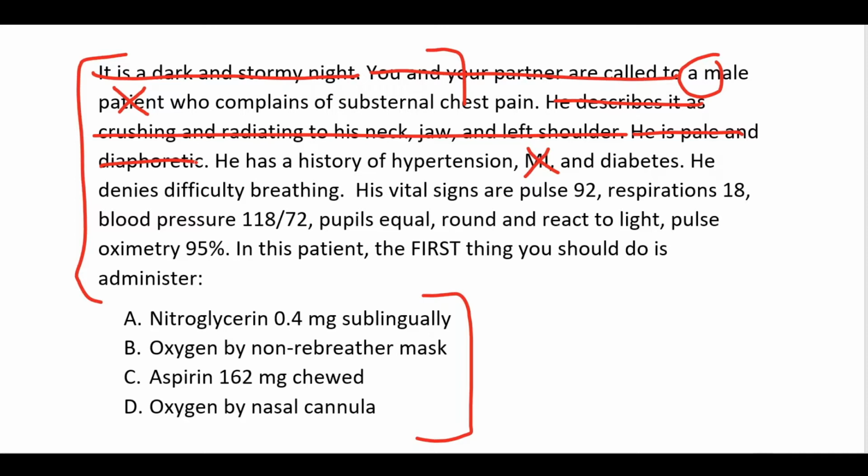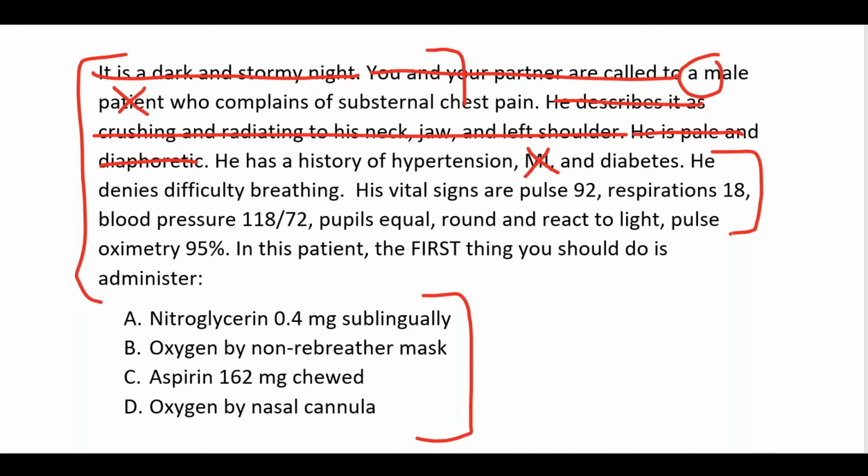Now his vital signs are pulse of 92, respirations are 18, blood pressure is 118/72, pupils equal, round, react to light. Pulse oximetry is 95%. Whoa. So, I mean, all of this space has to do with vital signs. I'm going to show you how the National Registry is going to tighten that up a little bit, because this question is going to come down to 3 lines by the time it's done. We're also going to change the choices. But let's look at how we wrap up here.